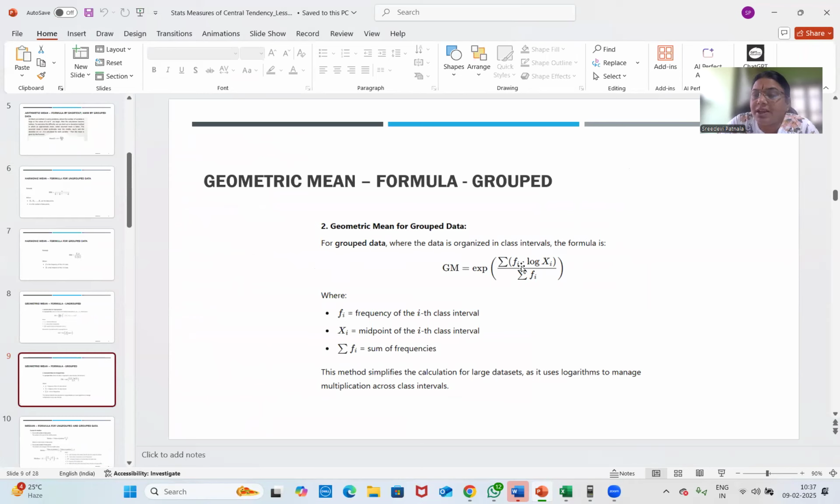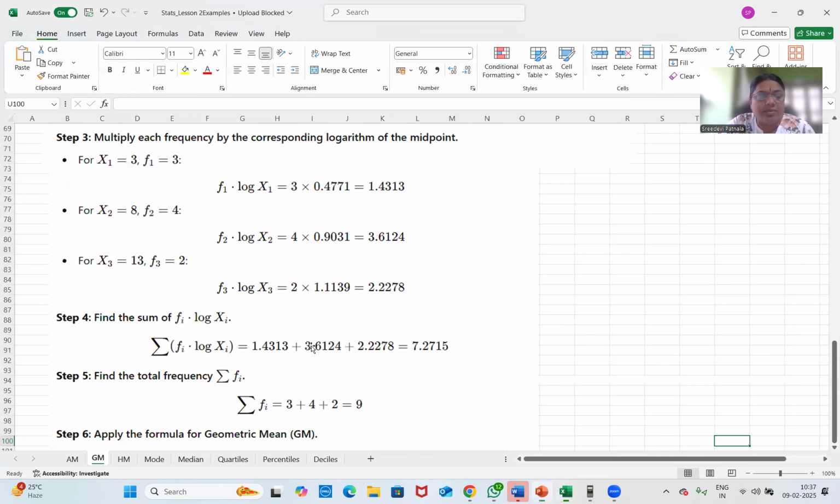So multiply f into log xi, then do the summation. Summation of these values, just add them. You can use your calculator. It's just a plus symbol. Just add those values, and you get 7.27.